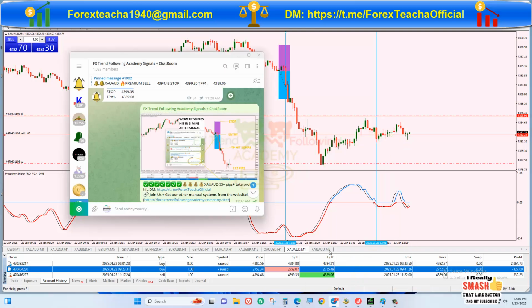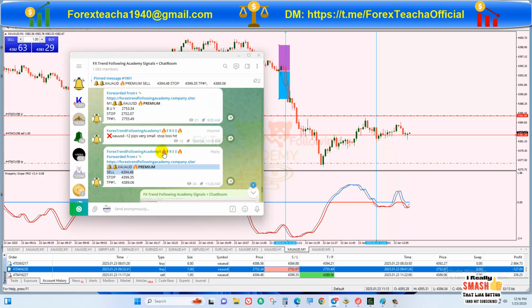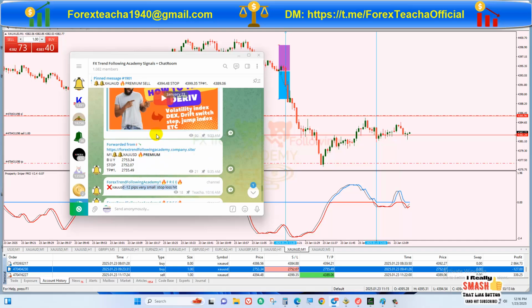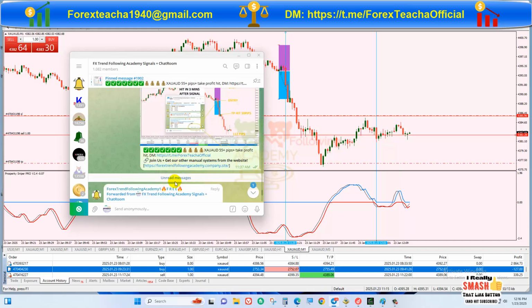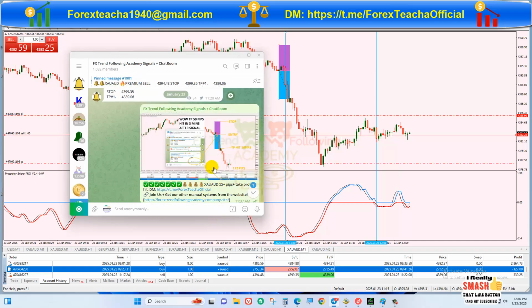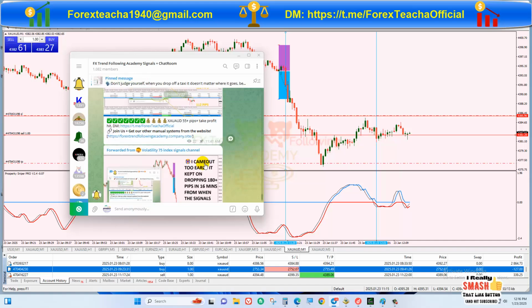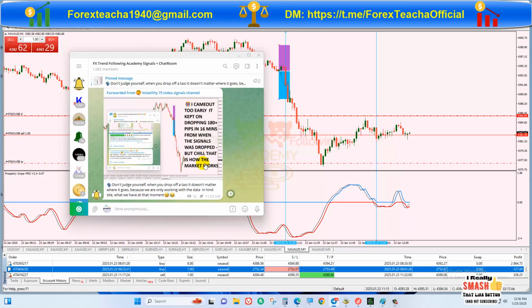You can see all my losses, I don't hide them. This is the loss that we had, which was 12 pips. So if you took the first trade, you lost 12 pips, and then now you get about 55 pips, which means you are in profit for today. I also have some other trading systems that I use.